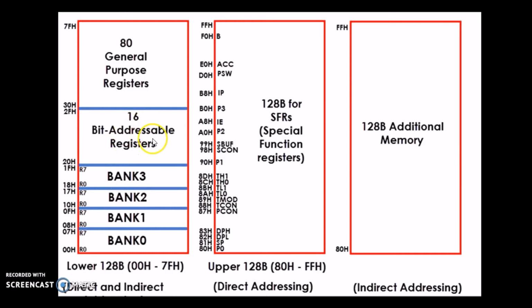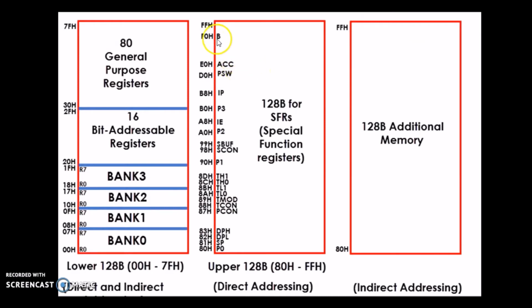Then we have bit addressable registers from 20H to 2FH. We have general purpose registers from 30H to 7FH. We have some space for special function registers. Special function registers include the data pointer, TCON, TMOD, timer 0, timer 1, serial control registers, serial data buffer registers, interrupt enable registers, interrupt priority registers, and the program status word, which is similar to the flag register of 8085.